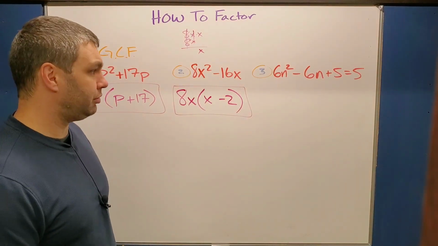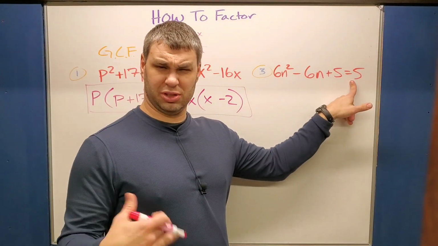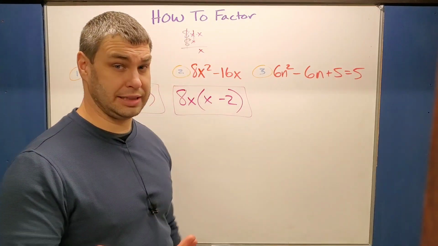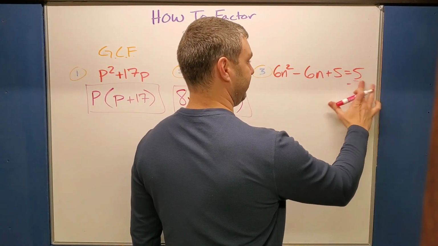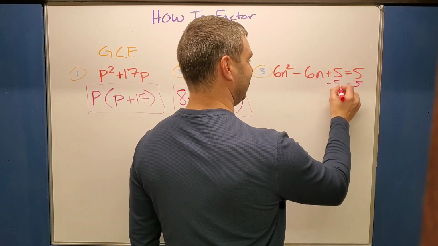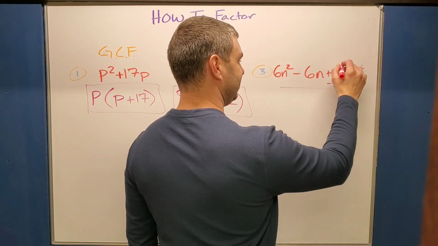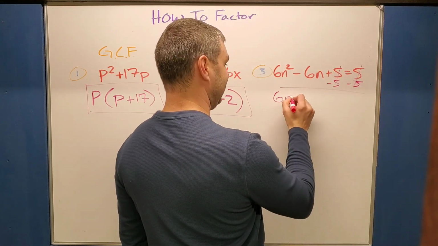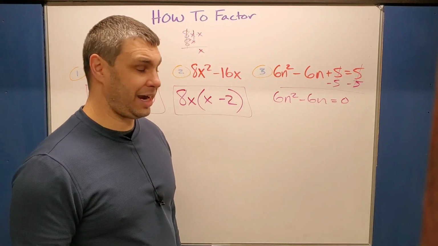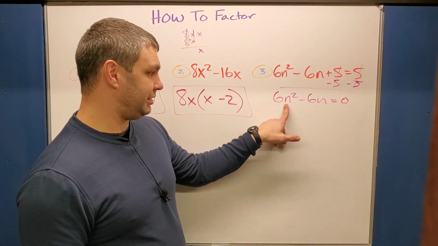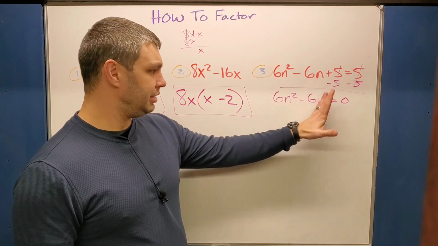All right, one last one here. What if they give us an equal sign? This one looks like there's more than two terms at first, but if I do a little math, if I subtract, oops, not 2, how about 5? If I subtract 5 on both sides, then all of a sudden you're going to see that those both cancel, leaving me with 6n squared minus 6n equals 0. So the two terms are my 6n squared and minus 6n, right, equals 0.